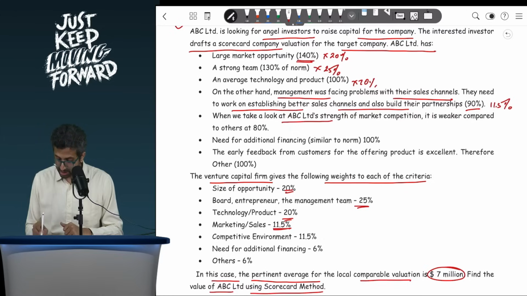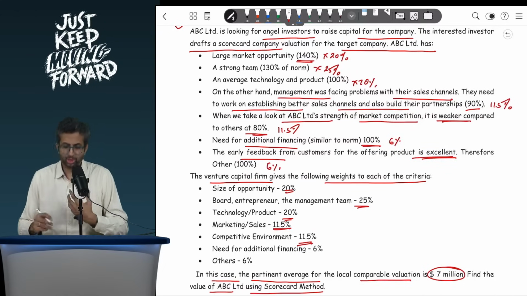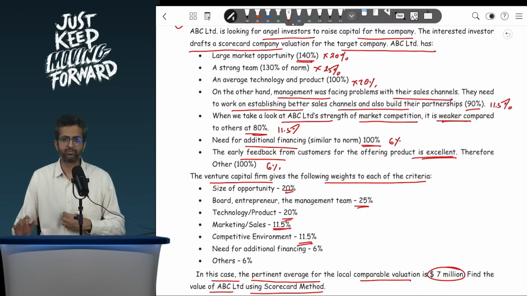When we look at the strength of market competition, it is again weaker as compared to the others, that is at 80%. Again, we have assigned 11.5% value to that. Need for additional funding is similar to that of the norm, this is 6%, and early feedback from the customers is excellent. Therefore, again, this is almost equal. So this is just data given.